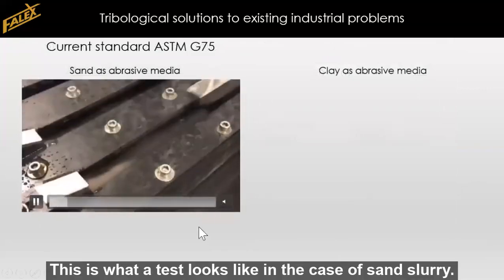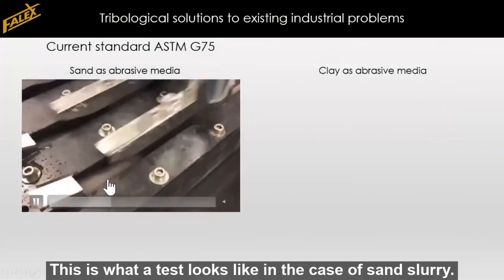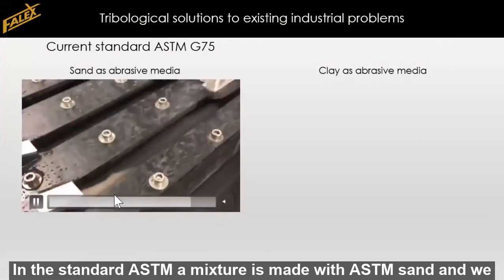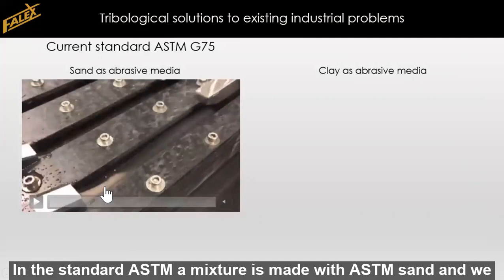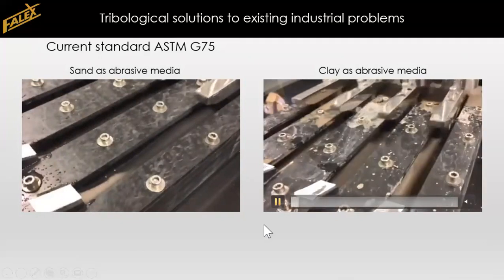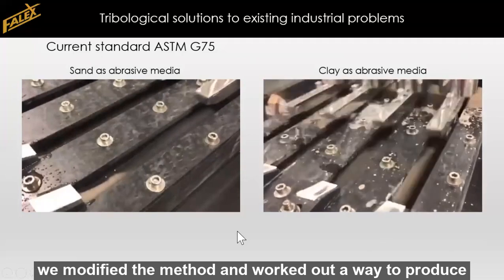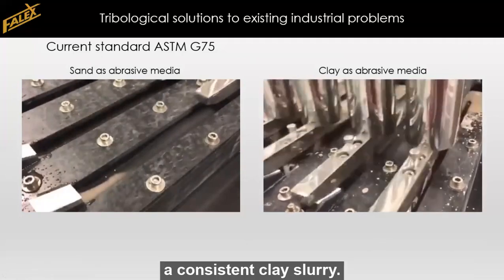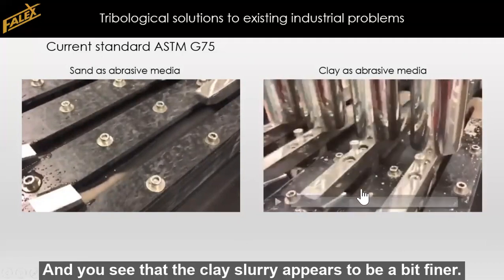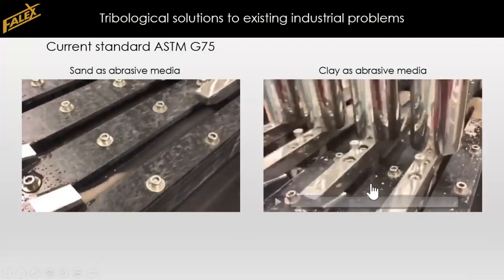This is what a test looks like in the case of sand slurry. So in the standard ASTM, a mixture is made with ASTM sand, and we are moving in this slurry. But to get closer to the industrial practice, we have modified the method and we have worked out a way to produce a consistent clay slurry. And you see that the clay slurry appears to be a bit finer.